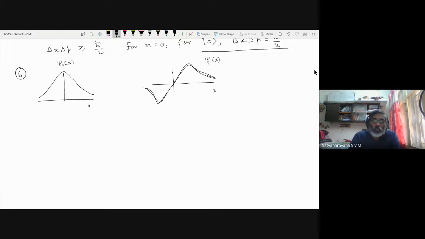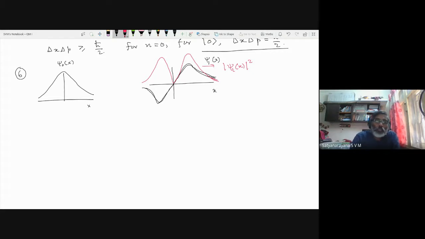Now, if you want to draw the probability, it will be something like this. What I plotted here is psi 1 of x. So the negative part also will go up, as you know. Probability is always positive, so it is mod psi squared. So this is how it looks.